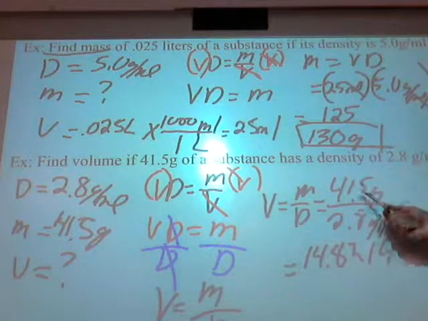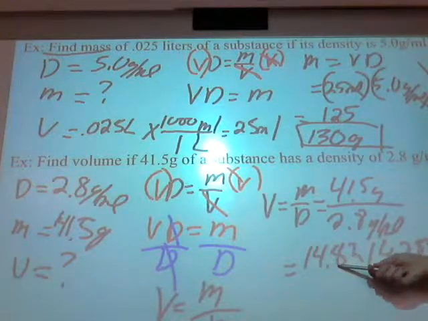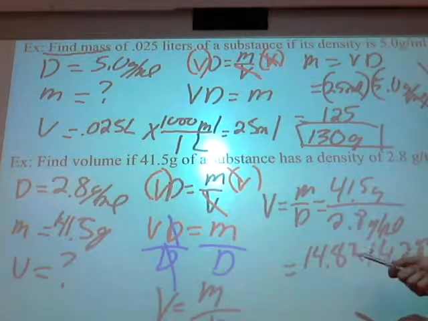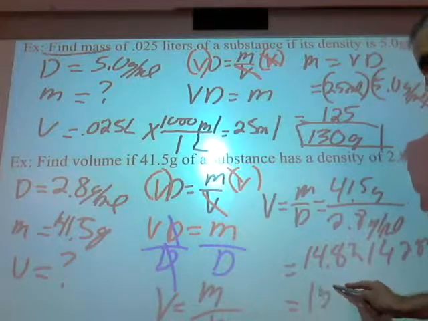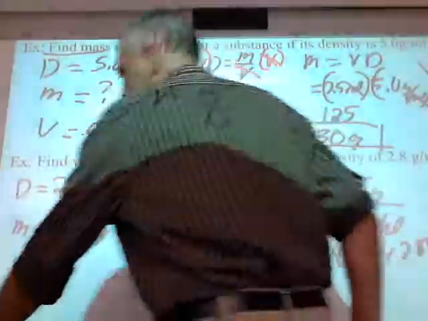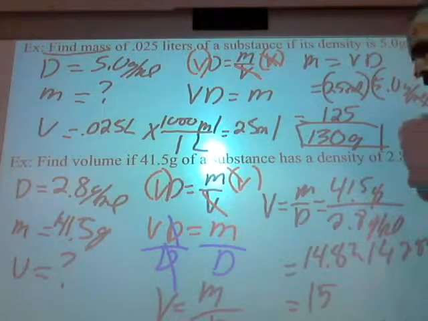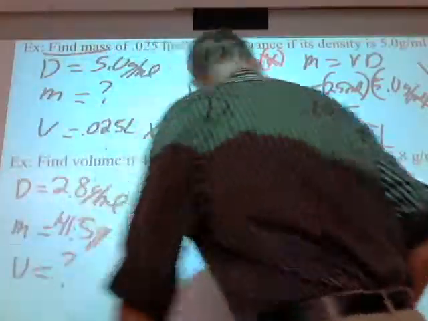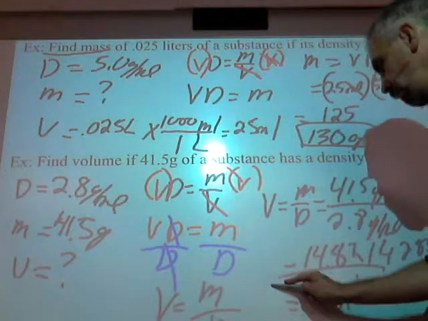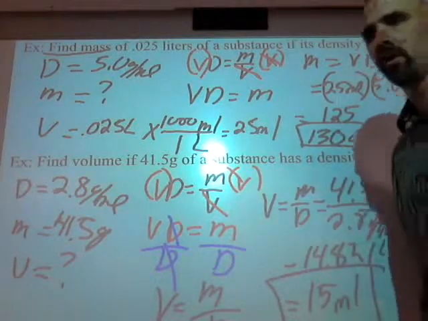What's the least number of significant figures used in the calculation? 2. How do I round it off to 2 significant figures? It'll just be 15. And what happened to my units? The grams cancel and leave you with milliliter. And there you have it. Okay? Now, I've got a worksheet you're going to work on.